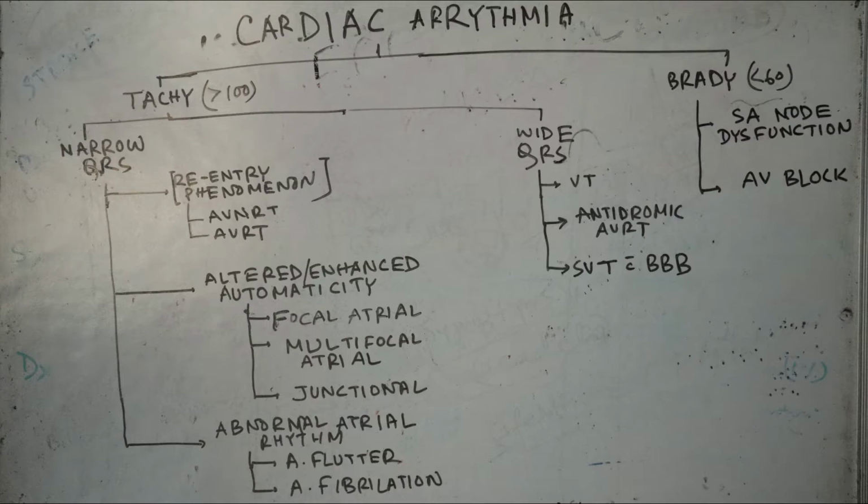Now, bradycardia consists of either SA nodal dysfunction or AV block. Out of them, AV block is very common. AV block consists of first degree, second degree, and third degree AV block. SA node dysfunction, such as sick sinus syndrome, is seen in elderly patients.